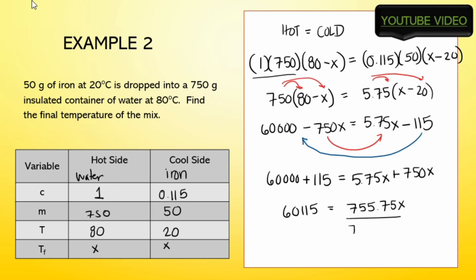Divide both sides by whatever's in front of the x, and you're going to end up with 79.5 degrees Celsius. So once again, temperature of the water only went down 0.5 degrees, and the iron shot way up. So that's that great water.